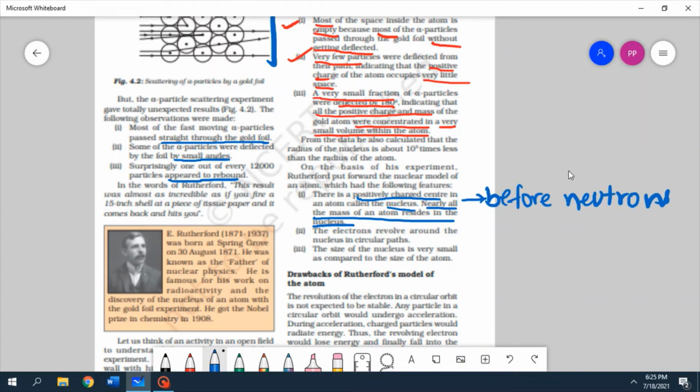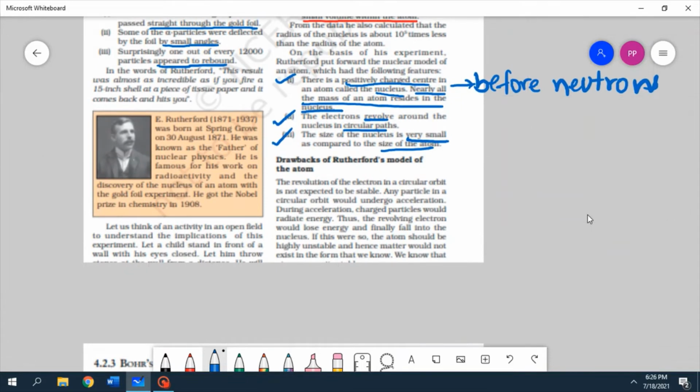Alright. The second point said the electrons revolve around the nucleus in circular paths. And the third point was that the size of the nucleus is very small as compared to the size of the atom. Alright, so I would like to tell you right now that all 3 points hold true even to this day, with a few modifications of course, but the basic structure, the skeleton that he gave was true and it is still true. Alright, so there were a few drawbacks of Rutherford's model.